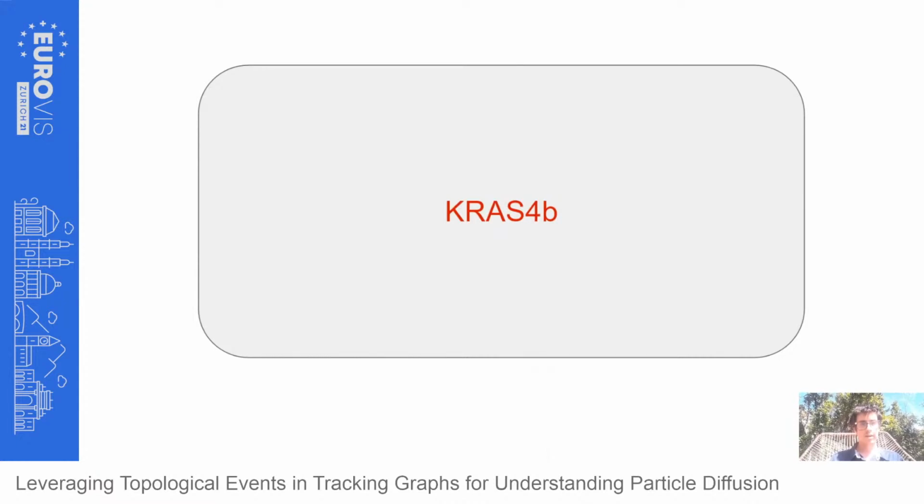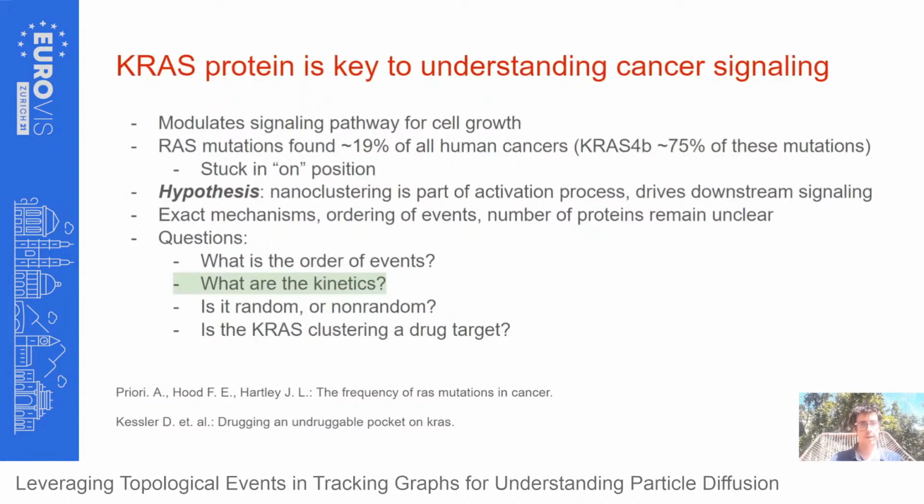So in this work, our collaborators at FNL are specifically interested in the KRAS4B protein, and I want to spend just a couple of minutes talking about the biology because it's really quite fascinating. KRAS4B is a protein that modulates the signaling pathway for cell growth. Approximately 19% of patients with cancer harbor RAS mutations.